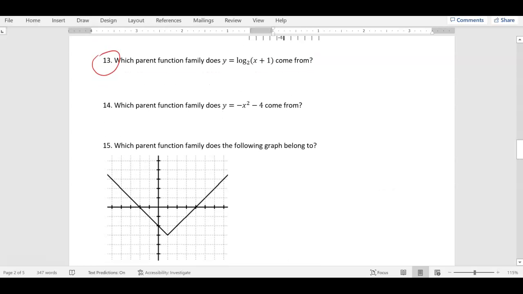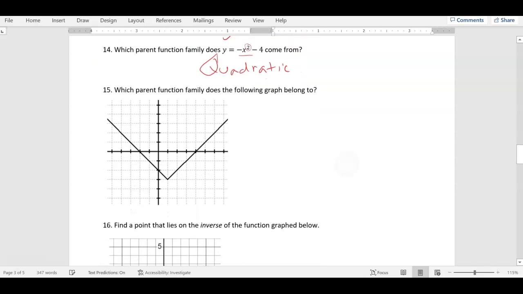All right. You're going to have one like number 13. What parent function does this come from? When you see the word log, you know that that's logarithmic. The logarithmic family, or a logarithm. And you have that in your parent function book. Which parent function does this come from? Well, I see a little 2 right there. Squared means quadratic. All right. Which parent function does this come from? If it looks like a V hitting a point and then bouncing back up, that is absolute value. That is in your notes book.